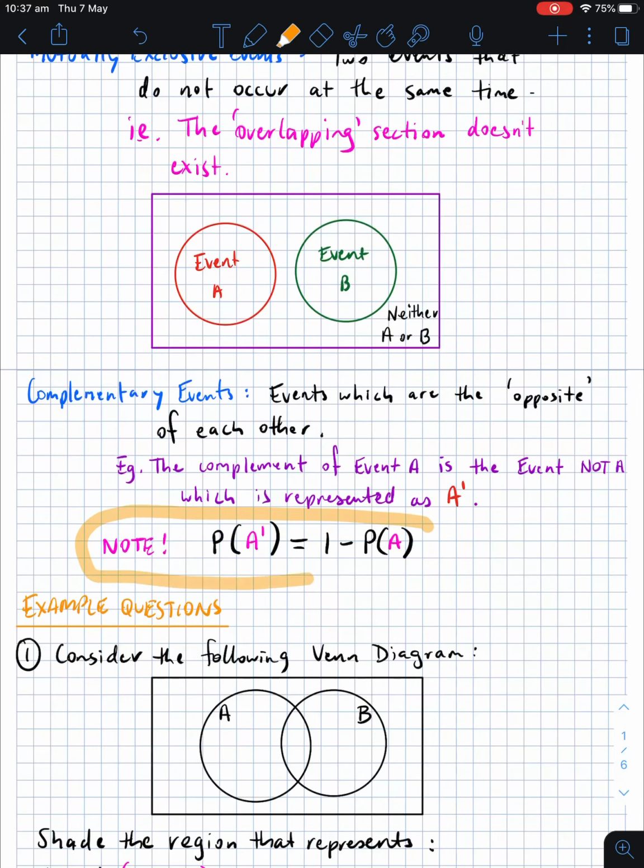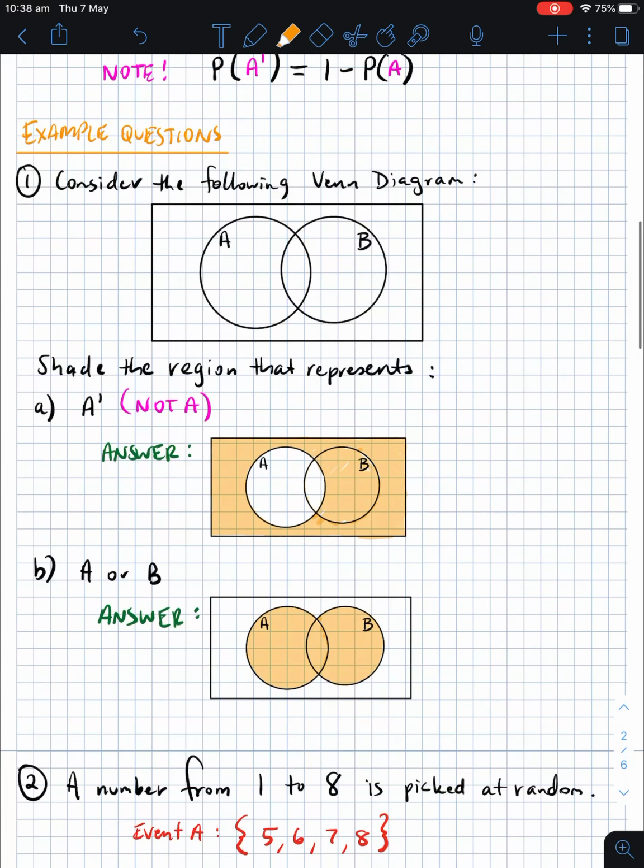This is a really important thing to note, that the probability of the complement of A, so the probability of not A, we can calculate by doing 1 minus the probability of the original A. This will be used a lot in future lessons, but it is an important idea that if we want to figure out the probability of not A, we can just take away the probability of the original event A from 1. Okay, so let's get some example questions out of the way.